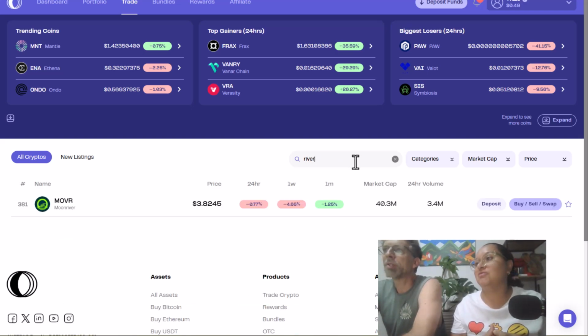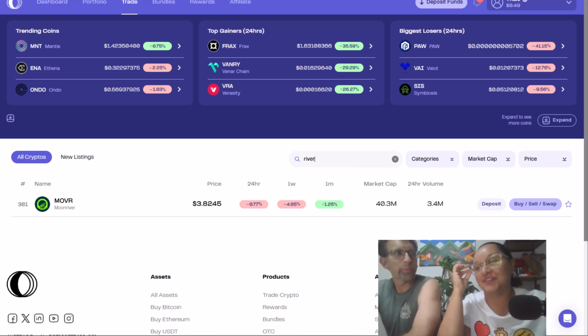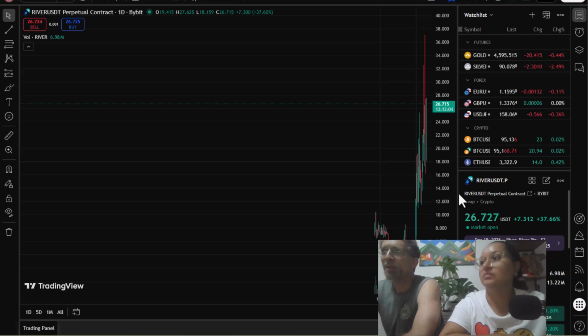No, it does not. River. So you could spend all your time in TradingView learning about River and seeing stuff, but then you come here and you can't even buy. Okay, so good to know. Yeah. So double check whichever coins you're interested in. Check with your exchange first before you spend a lot of time.